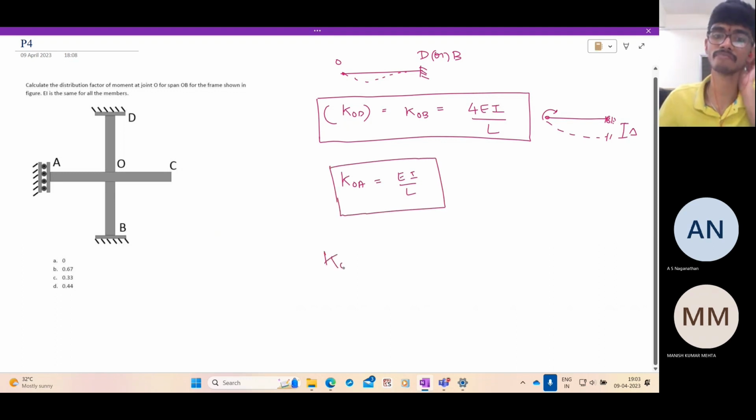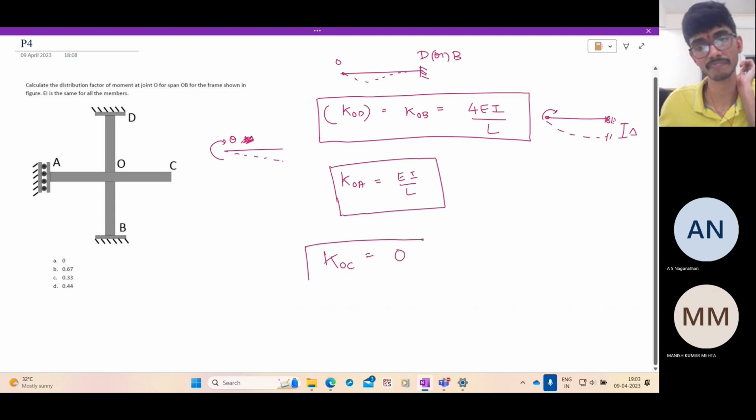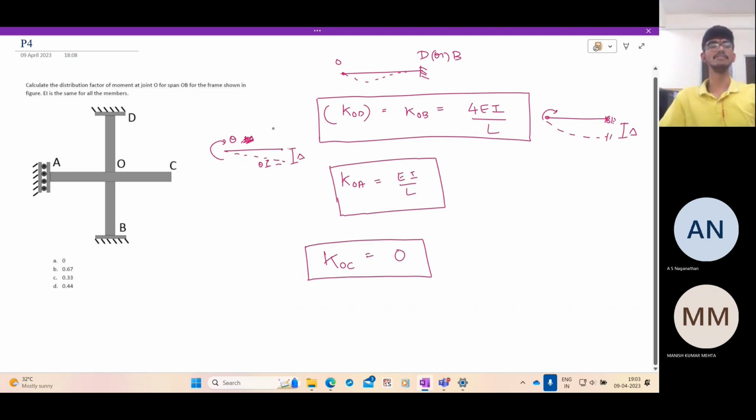And what about KOC? Any guess? So again, there is no restraint here. So if you take a free beam and you apply a rotation theta or M, whatever it is, you can apply theta without the need for any moment, right? It rotates as a rigid body. To rotate a rigid body, you don't need to apply any moment. So KOC is nothing but 0. Because this end is neither restrained in the rotation nor in translation. So it's free to translate and it also rotates. So there is no stiffness associated with this.